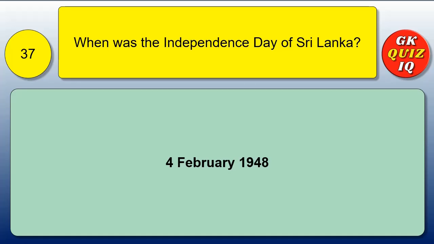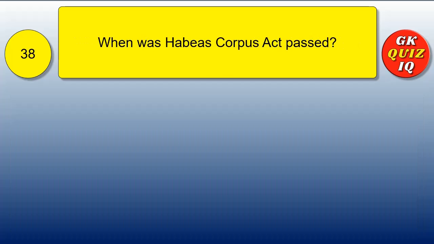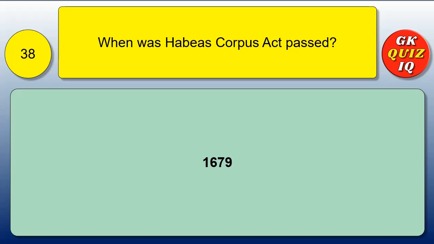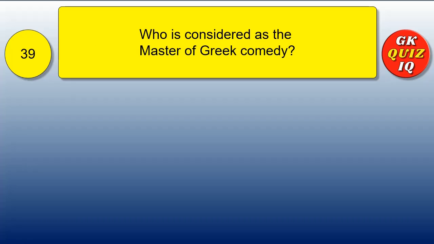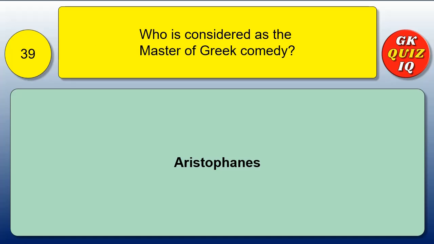When was the Independence Day of Sri Lanka? 4th February 1948. When was Habeas Corpus Act passed? 1679. Who is considered as the master of Greek comedy? Aristophanes.